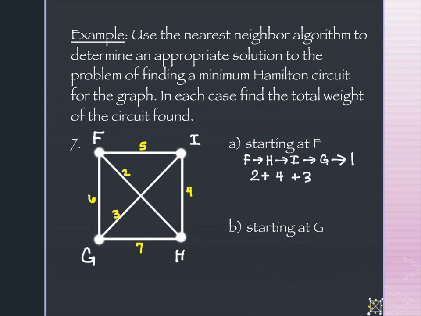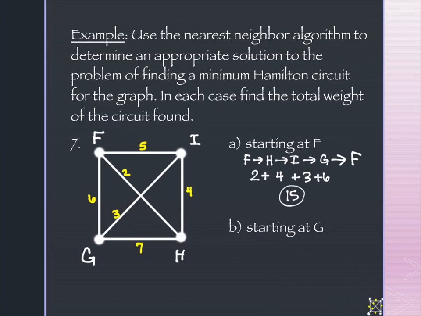And then G puts us back at F. And GF is 6. So it's kind of unfortunate that we get the plus 6 at the end. That was a large weighted one, but we're out of options then, right? So we have 2 plus 4 is 6, plus 3 is 9, plus 6 is 15. So this is a weight of 15.